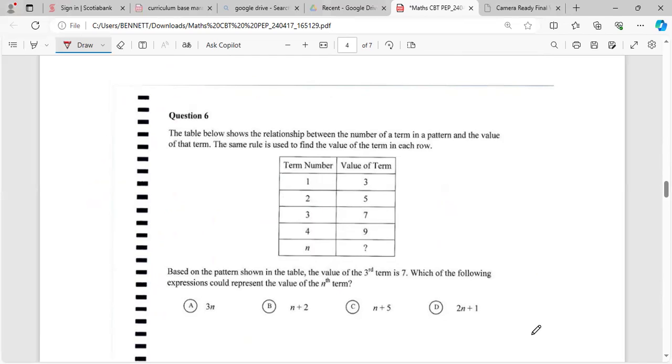This one is fairly straightforward. It's the last one, multiple choice. It says the table below shows the relationship between the number of a term in a pattern and the value of that term. The same rule is used to find the value of the term in each row. Based on the pattern shown, I want every single person to WhatsApp that to me, and then we can get to leave, all right?